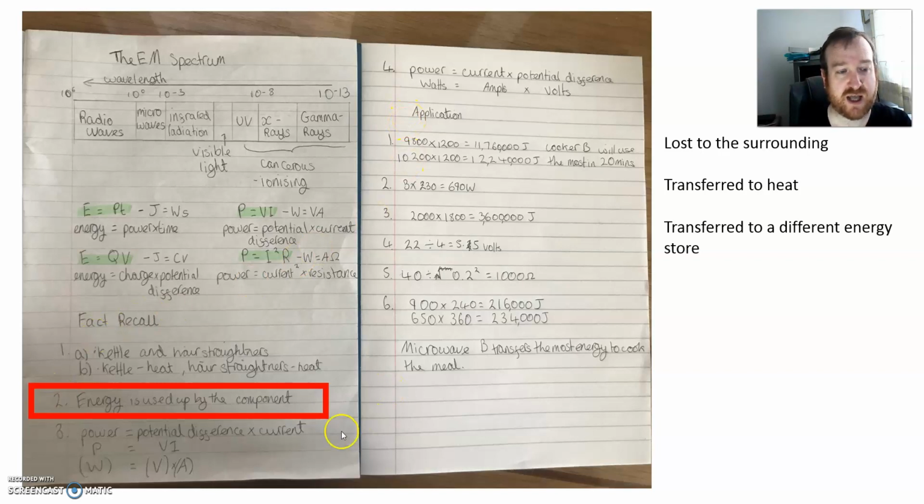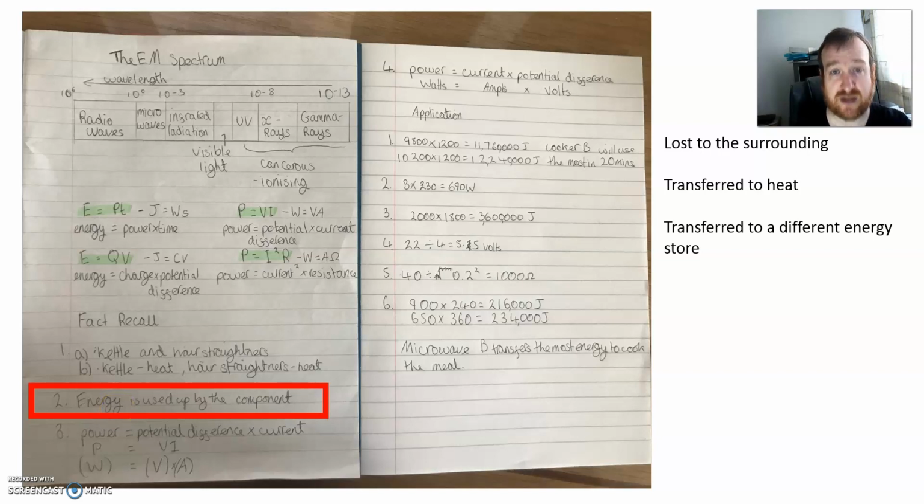But this question here, lots of you wrote something similar to this. The energy is used up in the component. Where is the energy going? It's used up in the component. It goes away. Okay, that's not correct. When an examiner reads that, they're going to think you don't know about that really important rule for energy.